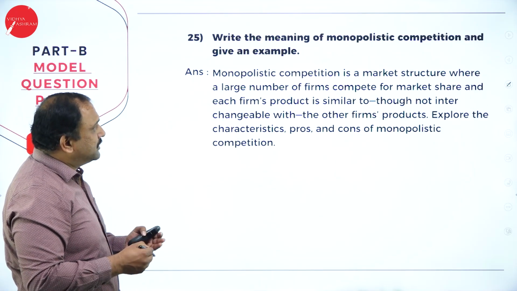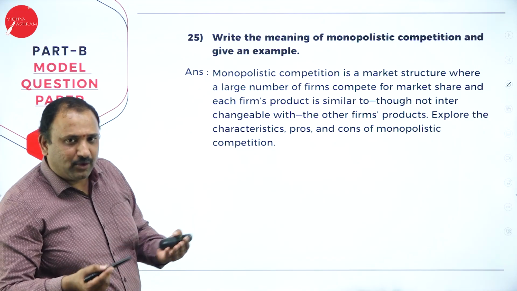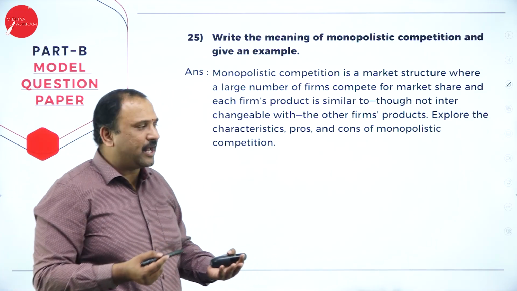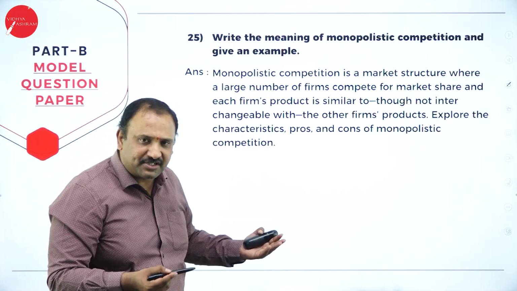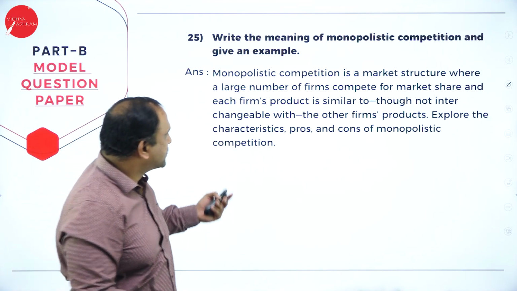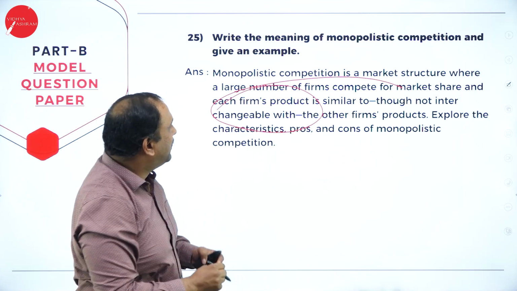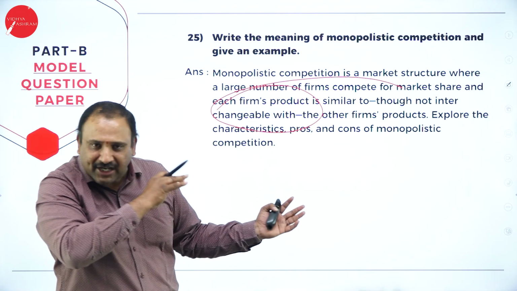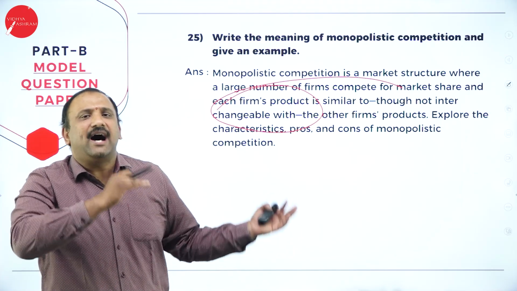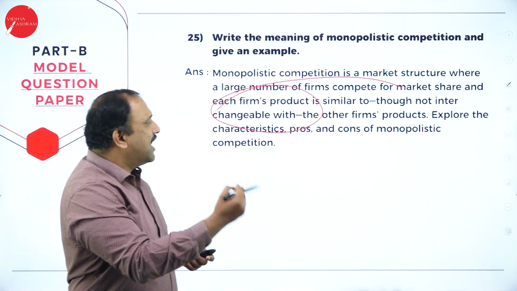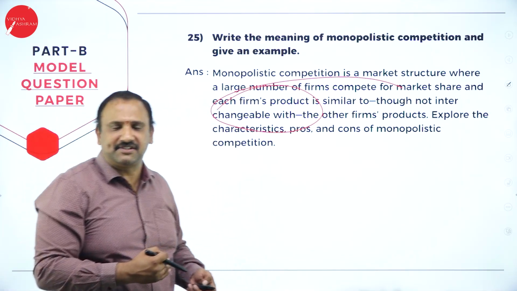Right, the meaning of monopolistic, of course, this is not going to be there because we know that the monopolistic is gone out. But anyway, just for our understanding, monopolistic means a market structure where a large number of firms compete for market share and each firm's product is similar, not actually exact, but they are similar in the range. So there would be a kind of competition that would exist in the market.